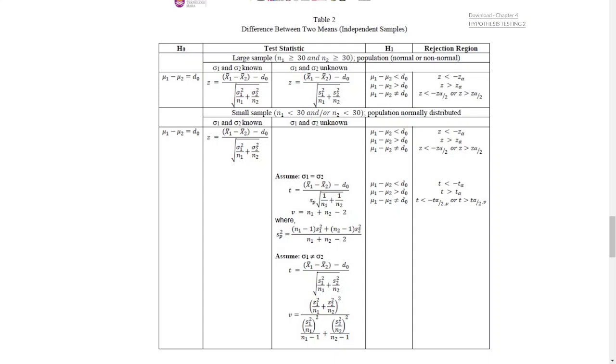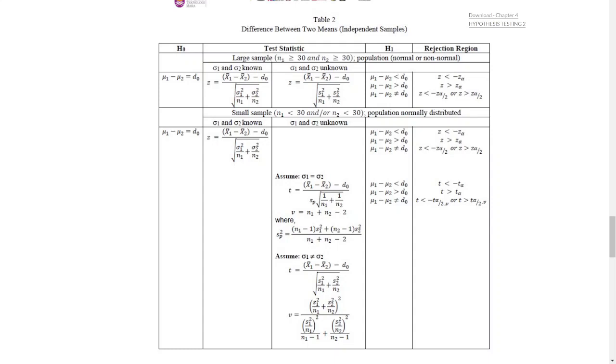However, if sigma 1 and sigma 2 are unknown, and the sample size for either one of the groups is less than 30, okay, sama ada salah satu dah kurang dari 30, maka kita tak boleh gunakan dah Z test. We cannot use the Z test. And provided that the population is normally distributed, then you can estimate using the t statistic.